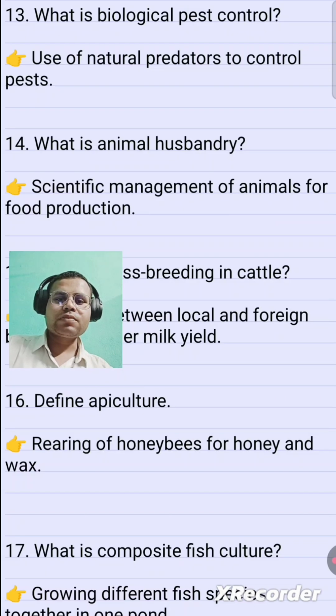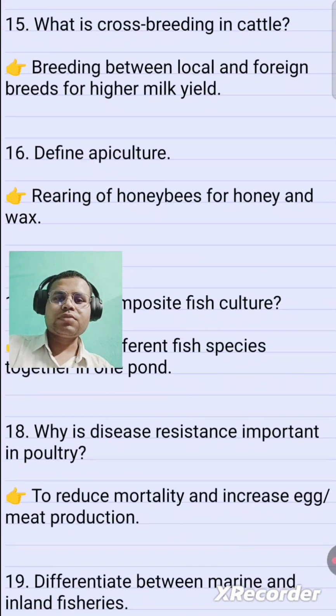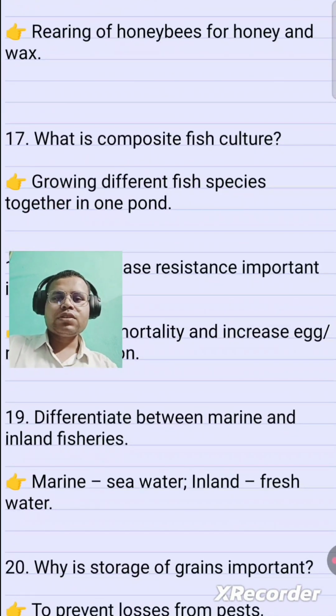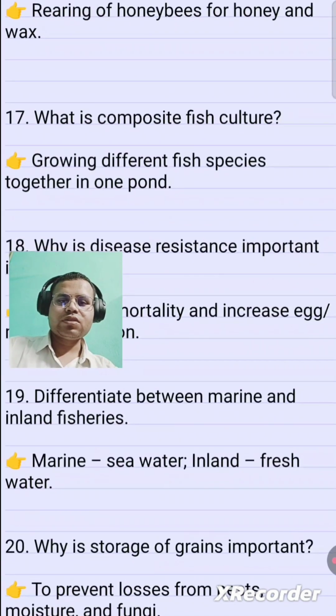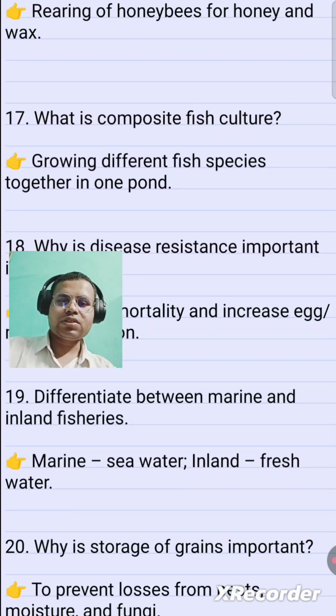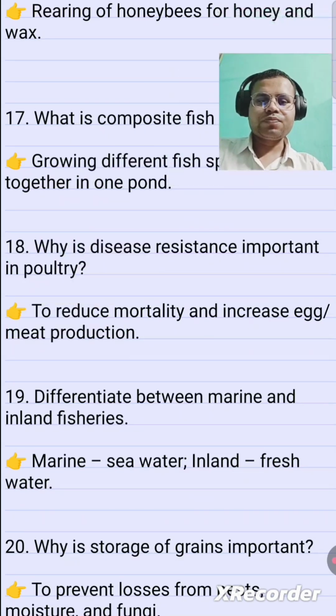And what is animal husbandry? The scientific management of animals for food production is known as animal husbandry. And what is crossbreeding in cattle? Breeding between local and foreign breeds for high milk yield is known as crossbreeding in cattle. And define apiculture. Rearing of honeybees for honey and wax is known as apiculture, class. So, next question. What is composite fish culture? Growing different fish species together in one pond is known as composite fish culture.